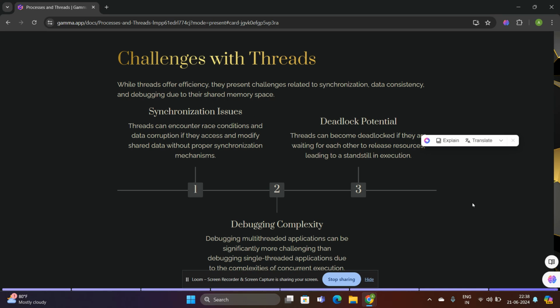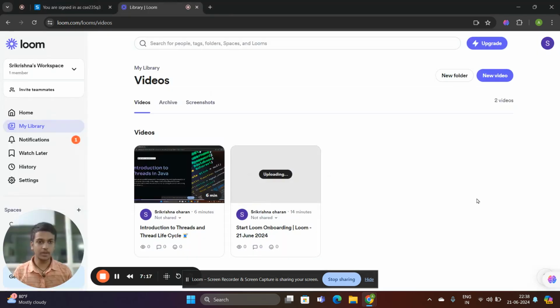And coming to deadlock potential, threads can become deadlocked if they are continuously waiting and access is continuously denied while they wait for another thread to complete its execution. So that is what I wanted to say regarding the differences between processes and threads, that is, multiple processes and multiple threads.